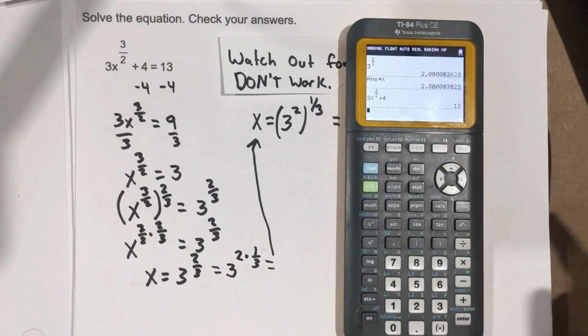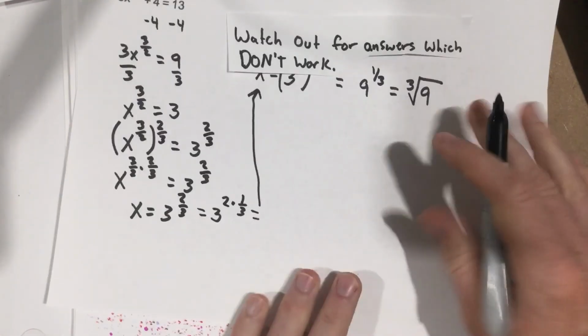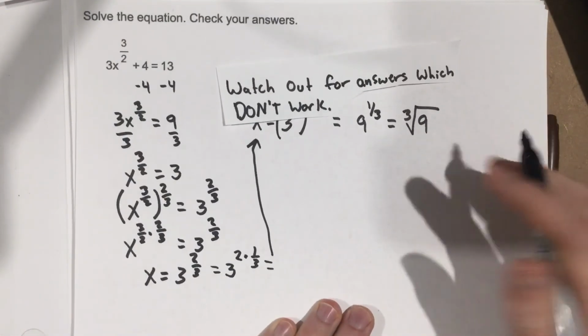If I get 13, I'm right. So we have a solution. 3 to the 2/3 was a solution. So our overall solution is the cube root of 9.